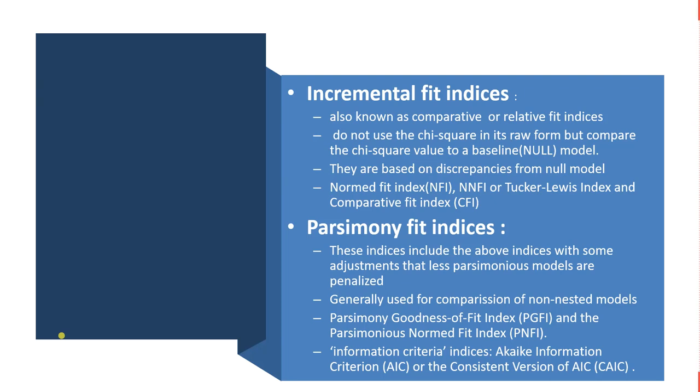A nested model is, suppose we developed a model using 5 variables and then we dropped one variable. Then the 4 variable model resulting after dropping the one variable will be called a nested model because it is a subset of the first model. But non-nested models will be two entirely different yet similar models. So for testing whether two non-nested models are comparable or not, these parsimony fit indices are used, and I will show the names in the next slide.